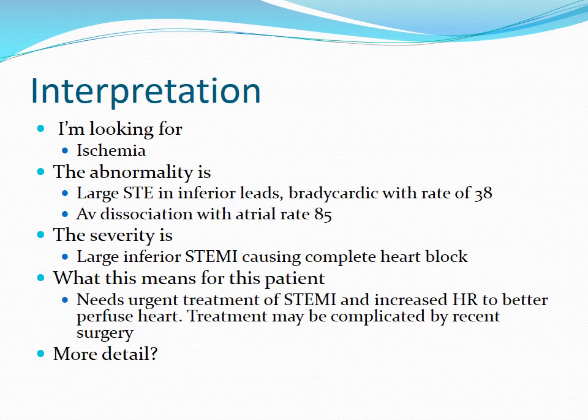In this ECG, I'm looking for ischemia. The abnormality is large ST elevation in the inferior leads, and the patient is bradycardic with a ventricular rate of 38. There's AV dissociation with an atrial rate of 85. So this is a large inferior STEMI causing a complete heart block. The patient needs urgent treatment of the STEMI and increased heart rate to better perfuse the heart. The treatment may be complicated by the recent surgery. Would you like me to look at the ECG in more detail?